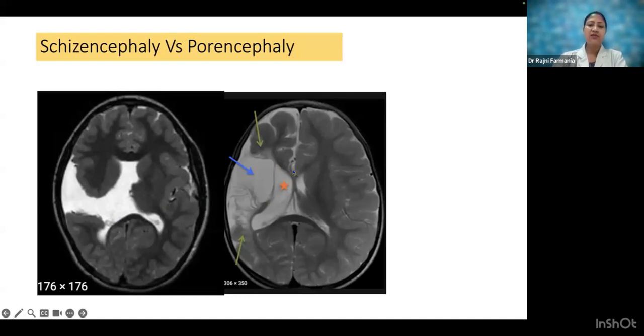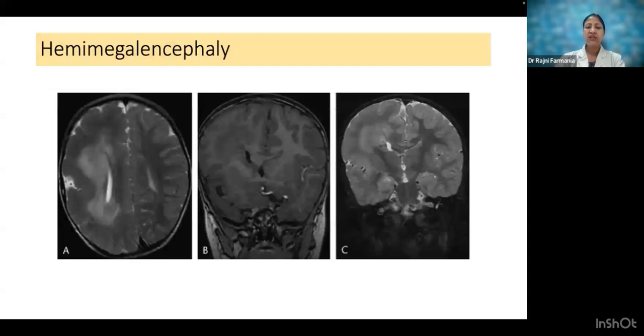Sometimes it is reported as schizencephaly. Basically, porencephaly versus schizencephaly has to be correlated with history and with an MRI scan, looking for gliosis around and how the cortical tissue is behaving around that area. Hemimegalencephaly is another cortical malformation where you see a thick brain here with white matter getting abnormal signals.